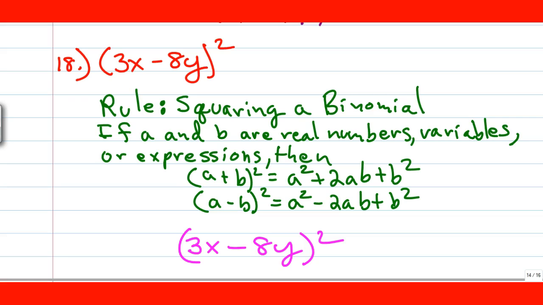Moving down from there, on number 18, I'm going to use those rules that I was given above. So I have a 3x minus 8x raised to the second power. Now this time what I have is a binomial that's actually squaring. I have the 3x minus 8x, which is my binomial, and it's being squared. If this is the case, then if a and b are real numbers, variables, or expressions, then I can use one of the two formulas down here, depending on if I have summing or subtracting in the binomial. I have subtraction in the binomial, so I'm going to use the second one down.